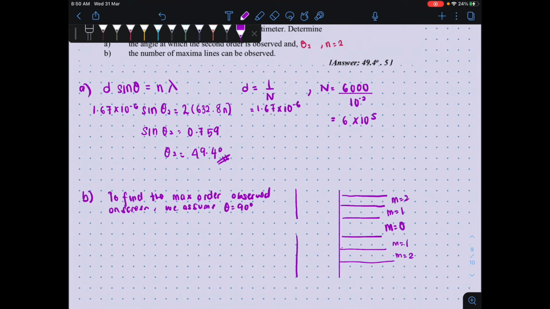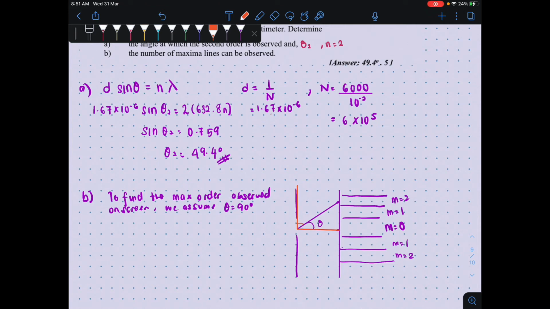Because why? Whatever fringes are formed on the screen are due to the diffraction from the central to wherever, like from the center here to wherever. So this is where you're going to get your second order. Right? Okay, at this particular point you have theta, theta from the central to the second order. If the angle is 90 degrees, we assume 90, it's going to form somewhere here.